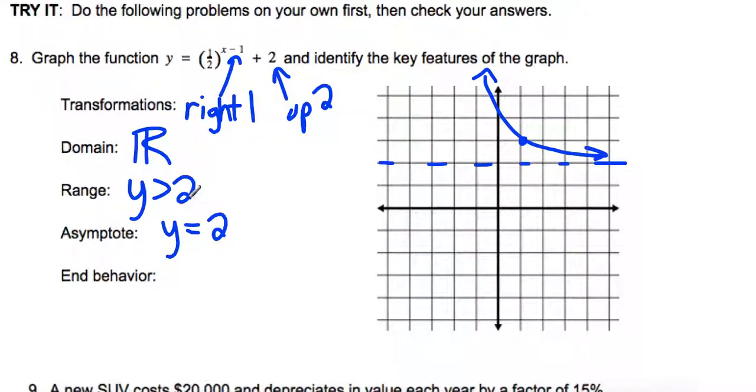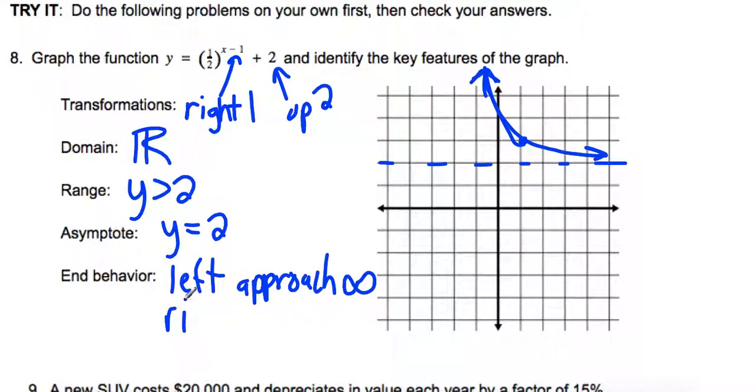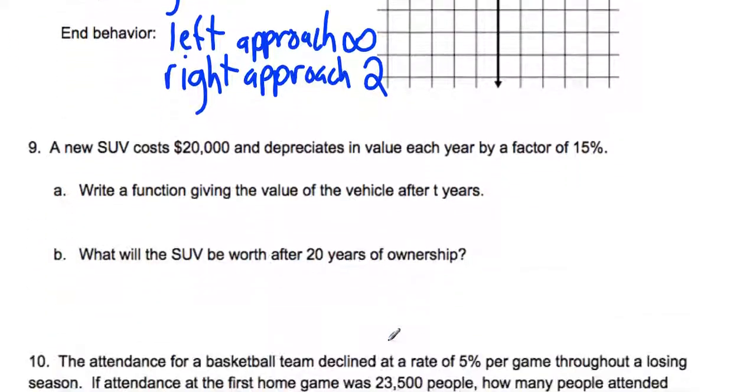Our end behavior, which we didn't have before, but we can put it on here. Our left-hand end behavior is that we're approaching infinity, because to the left it's going up. Hey, there's the bell. Our right-hand end behavior is approaching 2.